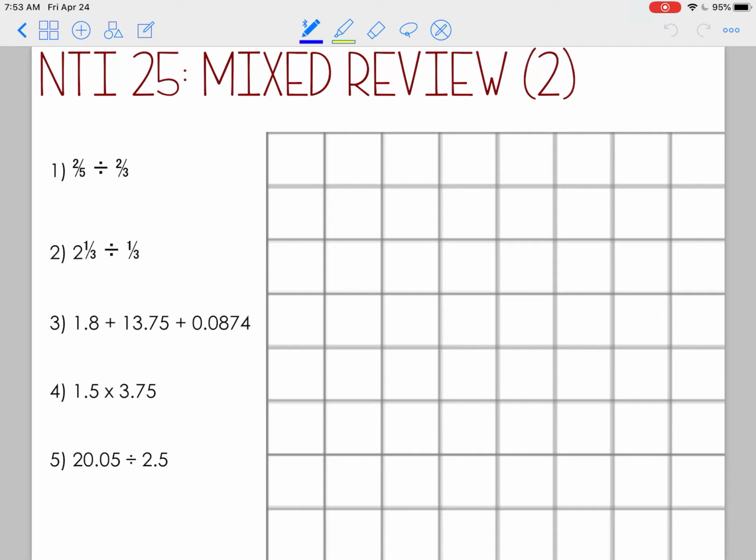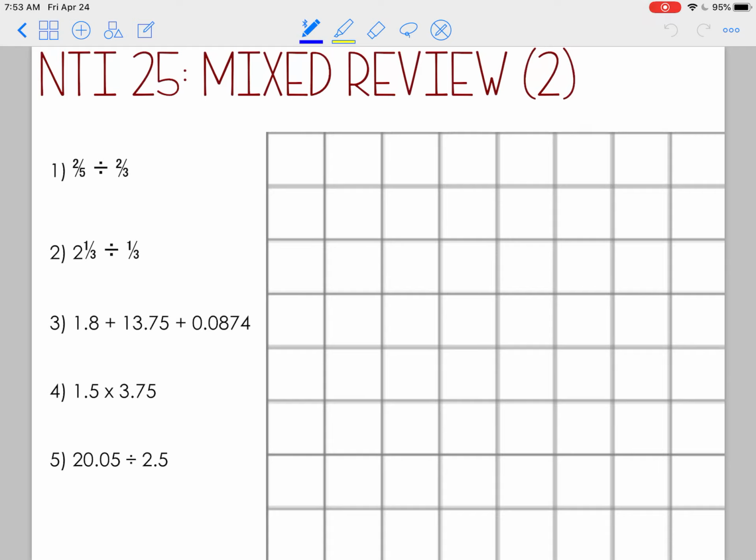And our first 5 questions, as you can see, are a little bit of computation. So we've got some dividing fractions, we've got some adding decimals, multiplying, dividing decimals. So if you have graph paper at home, I would highly recommend you get it out for this assignment, but if you don't, that's okay. Just make sure that you keep it all nice and neat when we get to those decimals, okay?